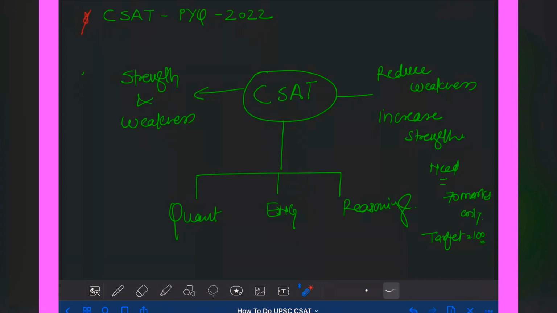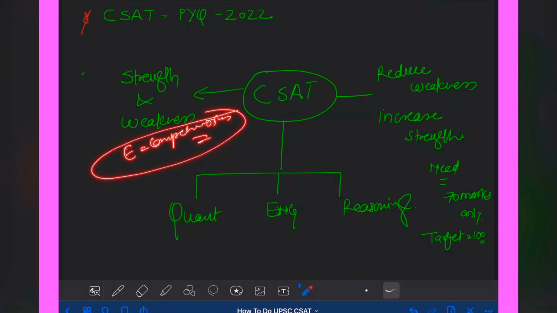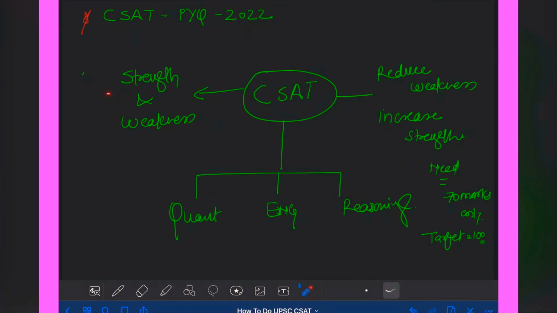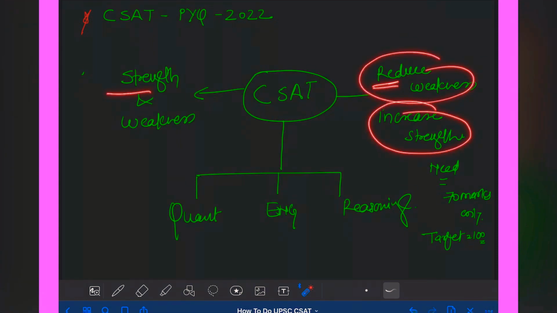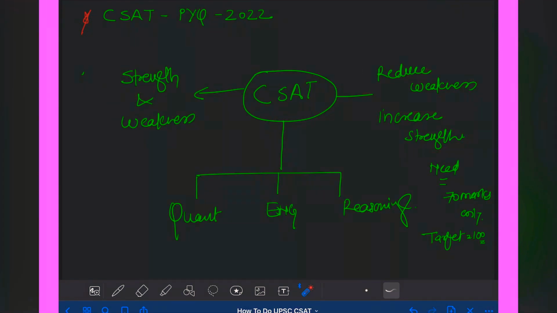The other thing is, in CSAT there are three areas: English, reasoning and quant. So you need to first identify in these three areas which is your strength area and which one is your weakness area. So if you're good in English, meaning the comprehension part, make sure that you do it in less time. That is how you reduce your weakness and increase your strength. If you are good in comprehension, make sure that you do not make any silly mistakes, and perform better in each and every test.